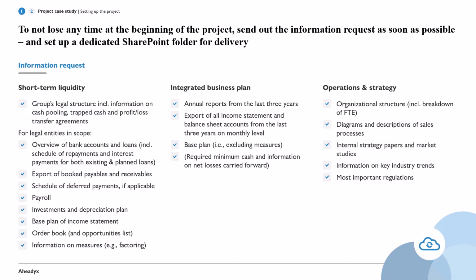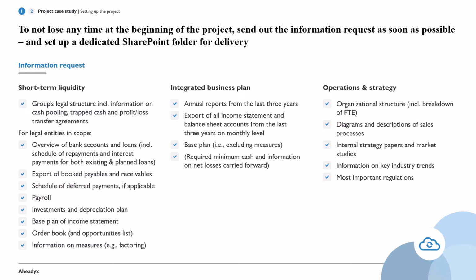Now, while there are some things that we can reuse from short-term liquidity for the integrated business plan, for example payroll or the investments, there are some more things that we need to request. Starting with the annual reports from the last 3 years. Second, an export of all the income statement and balance sheet accounts from the last 3 years on a monthly level. As you can see here, this comes at 2 different levels of detail, and we need to make sure that the numbers that we show go together with other sources, which will be nitty-gritty. We have the base plan excluding measures. Minimum cash is something you might require to run the stores, because you may want to have some cash in the stores, and information on net losses carried forward is something that has tax implications.